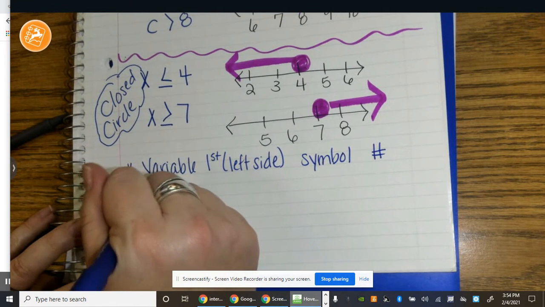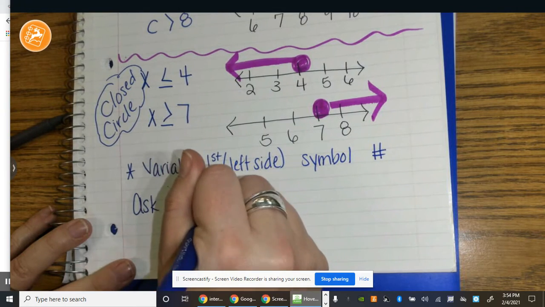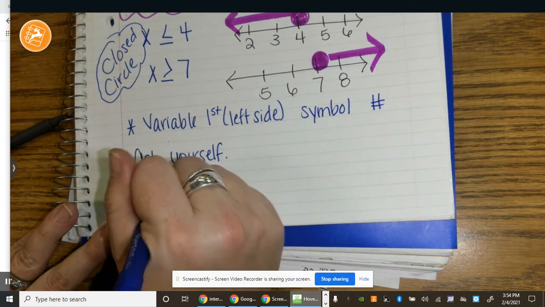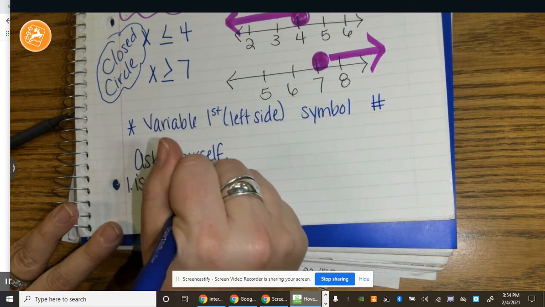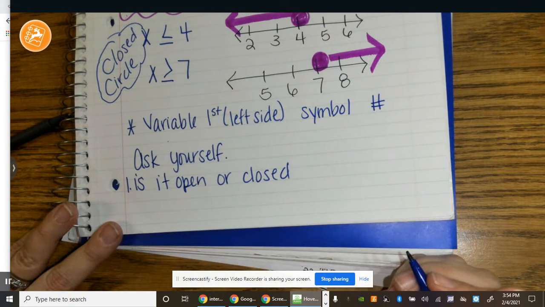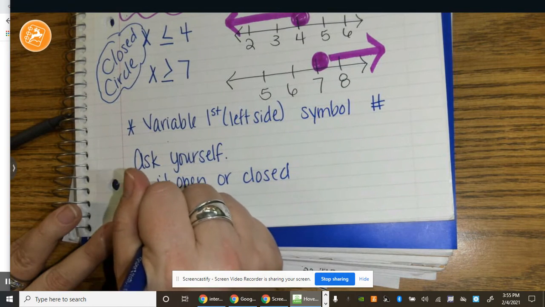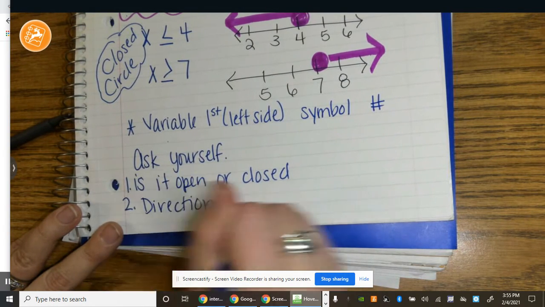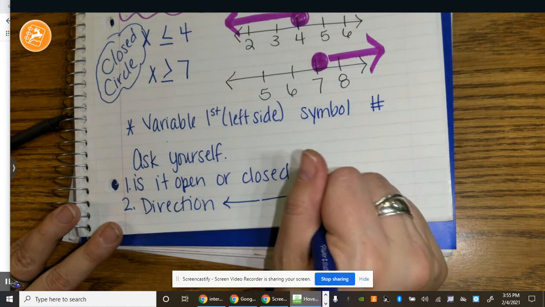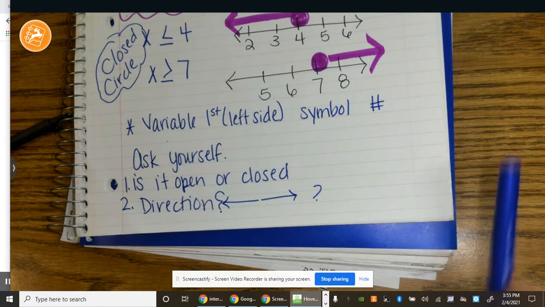You need to ask yourself 2 questions when you're doing this. Is it open or closed? Okay, that's your first thing. Is your circle going to be open or closed? Your second one, well, which direction are you going to go? Are you going to go to the right, or are you going to go to the left? Which way are you going to go? Okay. And that does it for our notes.